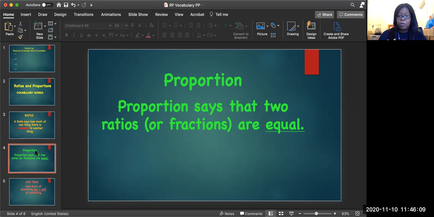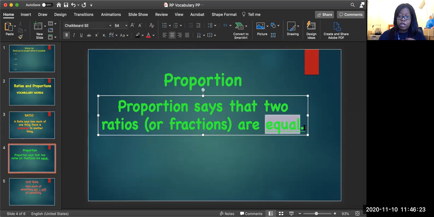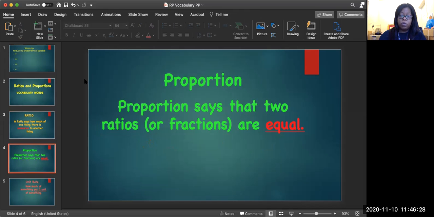Our next word is proportion. Proportion says that two ratios or fractions are equal. As you see here, the word equal is underlined, because in this case, the key word to remember is equal. When we're asking if something is proportioned, proportional, or proportionate, we are simply asking, is it equal? Are the two equal? We will see some examples, and it will make a little bit more sense in a little bit. Okay.